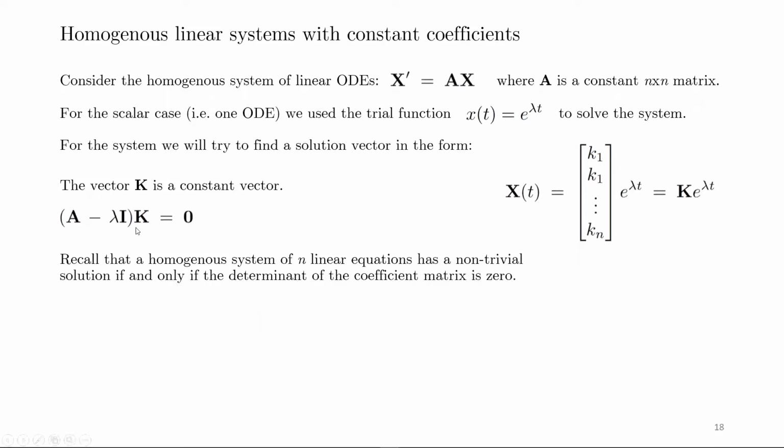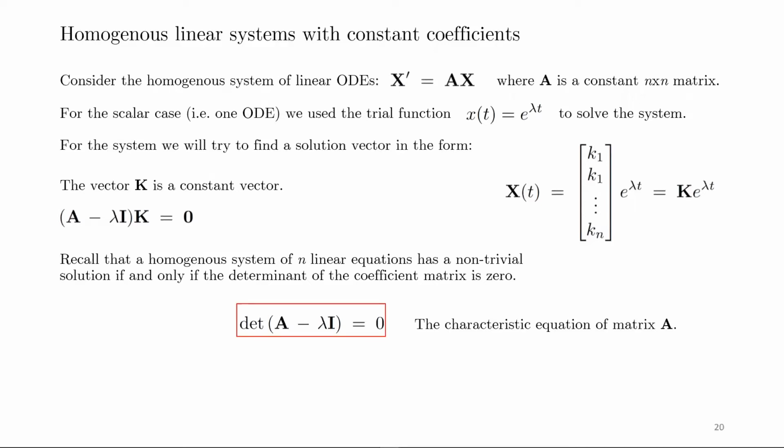And so how do we find this k? Well, recall that a homogeneous system of n linear equations has a non-trivial solution if and only if the determinant of this coefficient matrix is 0. This is just something from first year linear algebra, but the point is that to find the eigenvalues, we have to solve this associated determinant and set it equal to 0. We call this the characteristic equation of matrix A.